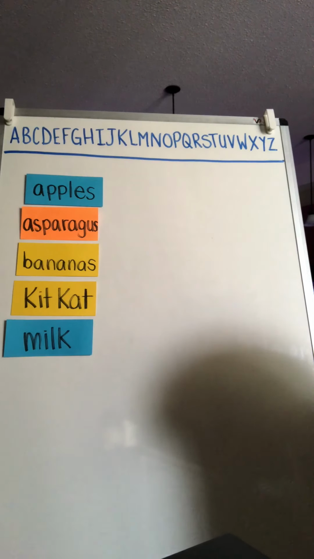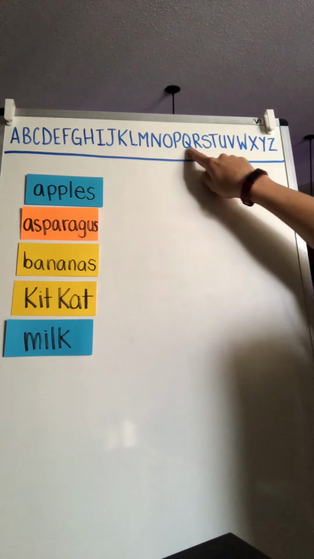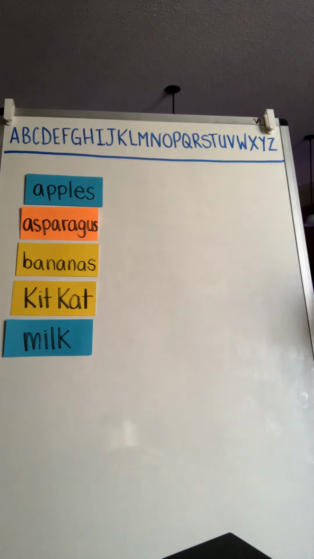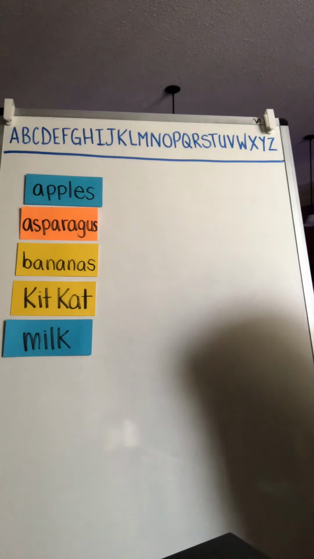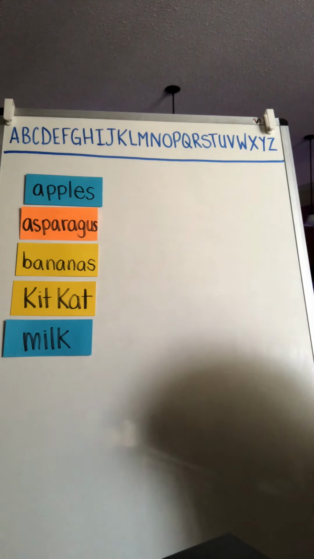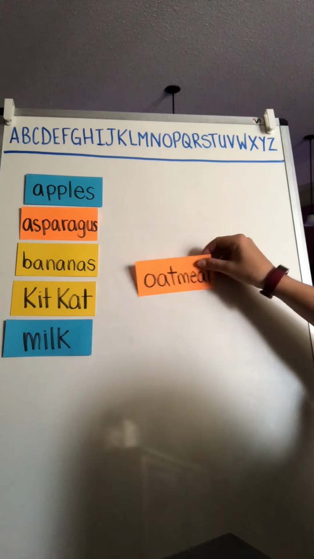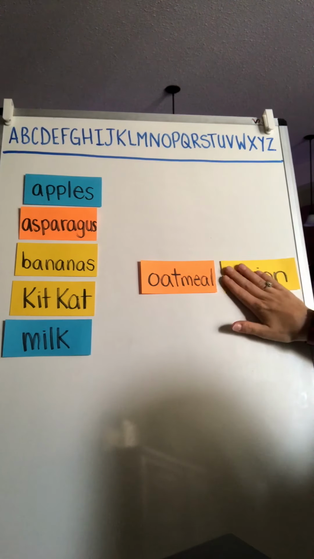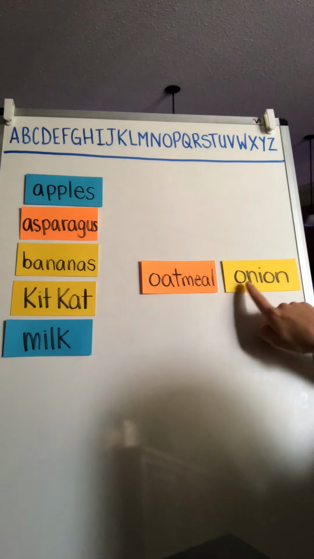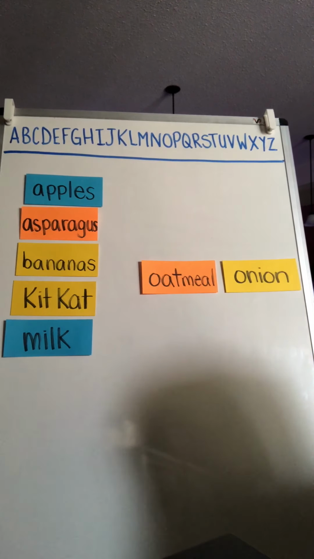All right, now this is where it gets a little more tricky for me as I have a bunch that are kind of squished into the last part of the alphabet here. So I'm gonna have to definitely be looking at the second letter. So the next one that I have are oatmeal and onion. So they both start with O, just like our apples and asparagus. So what do I need to do to figure out who goes first? Well, I need to look at the second letter.